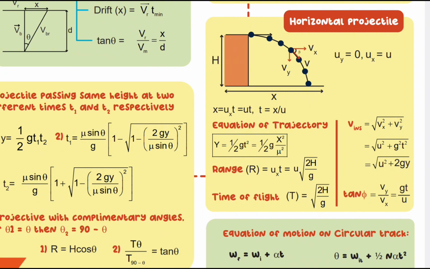Instantaneous velocity is equal to root of vx square plus vy square, equal to root of u square plus g square t square, equal to root of u square plus 2gy. Tan phi equal to vy divided by vx equal to gt by u.